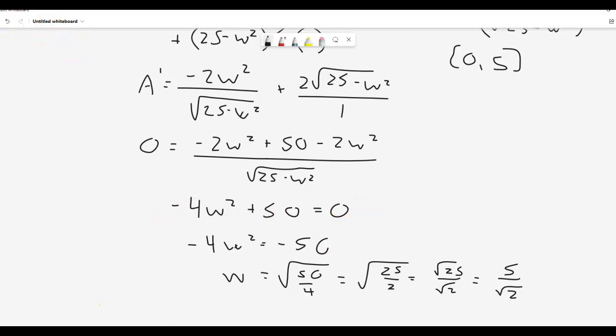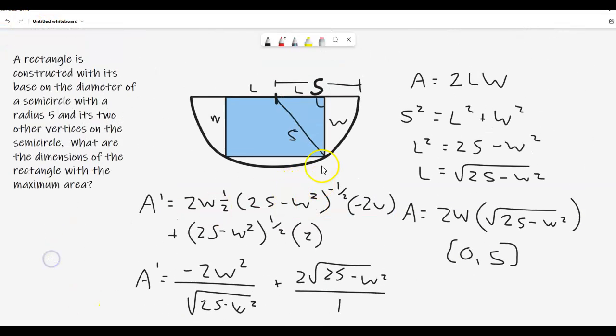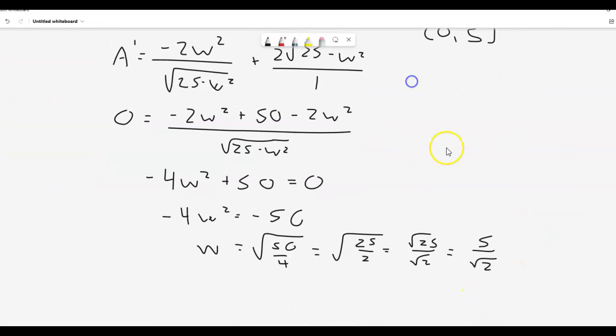So going back here, that's going to be our W. And in order to find the L, we can just plug that W into this equation here. And we should get the same value for the L, and then you just have to double it. So the L is going to end up being 10 divided by root 2. All right, guys, if you have any questions, please let me know, and I hope you all have a great rest of your week. Thanks.